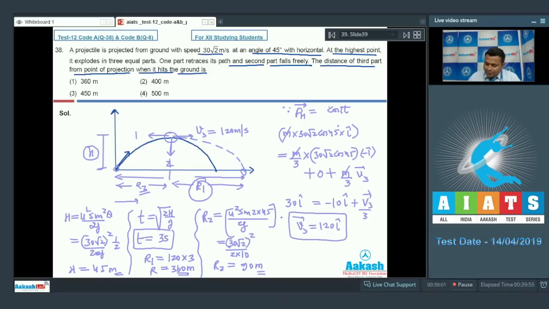So the total value or the answer which we have to calculate, that is R, will be what? R1 plus R2, that is 90 plus 360, or 450 meter. This will be the range. Looking at the options, we can say that option number 3 is absolutely correct. So we will go with option number 3 only. Move on to the next.